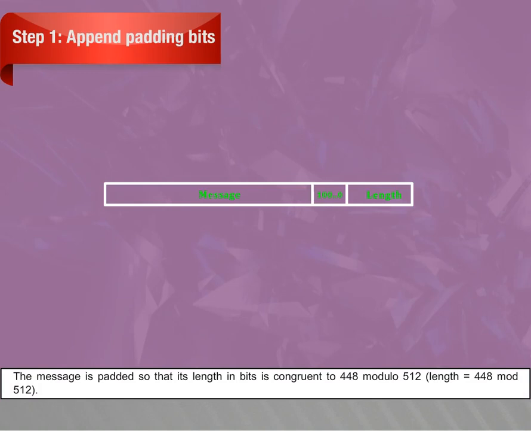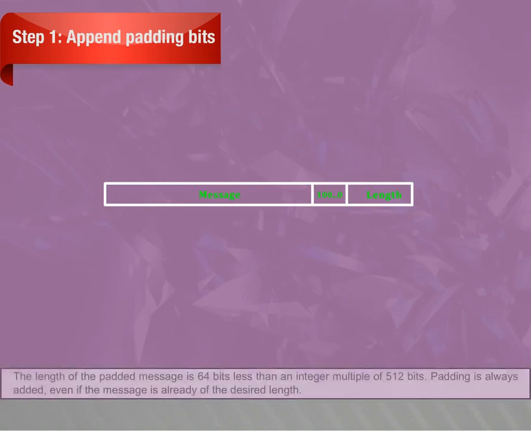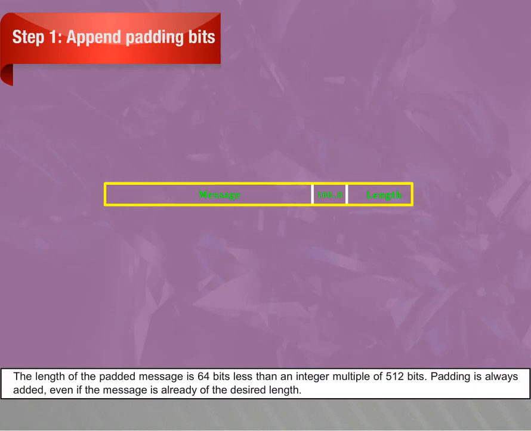The message is padded so that its length in bits is congruent to 448 modulo 512. Length is equal to 448 mod 512. The length of the padded message is 64 bits less than an integer multiple of 512 bits. Padding is always added even if the message is already of the desired length.